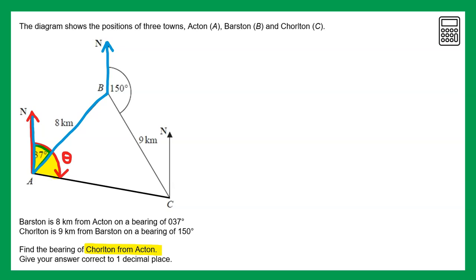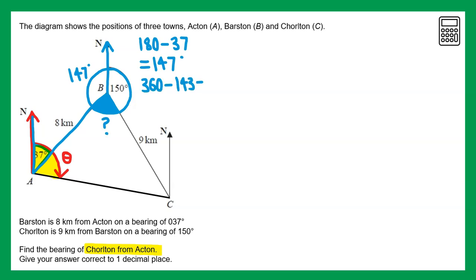If the angle labelled by A is 37 degrees, this forms a co-interior angle with this one at B. Co-interior angles add up to 180 degrees, so 180 minus the known angle of 37 gives me an angle of 147 degrees. If this angle is 147, I can use my knowledge of angles around a point being equal to 360 degrees to find this unknown angle. 360 minus 143 minus 150 is equal to 67 degrees. I'm now getting closer towards being able to work out theta.